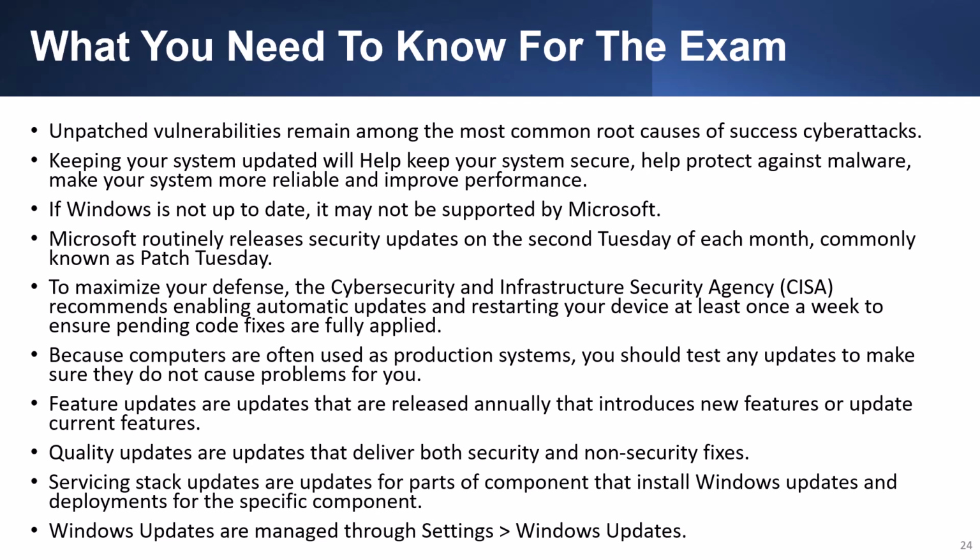To maximize your defense, the Cybersecurity and Infrastructure Security Agency, or CISA, recommends enabling automatic updates and restarting your device at least once a week to ensure pending code fixes are fully applied. Because computers are often used as production systems, you should test any updates to make sure they do not cause problems for you. Feature updates are updates that are released annually that introduce new features or update current features. Quality updates are updates that deliver both security and non-security fixes. Servicing stack updates are updates for components that install Windows updates and deployments for a specific component. Windows updates are managed through Settings, Windows Updates.